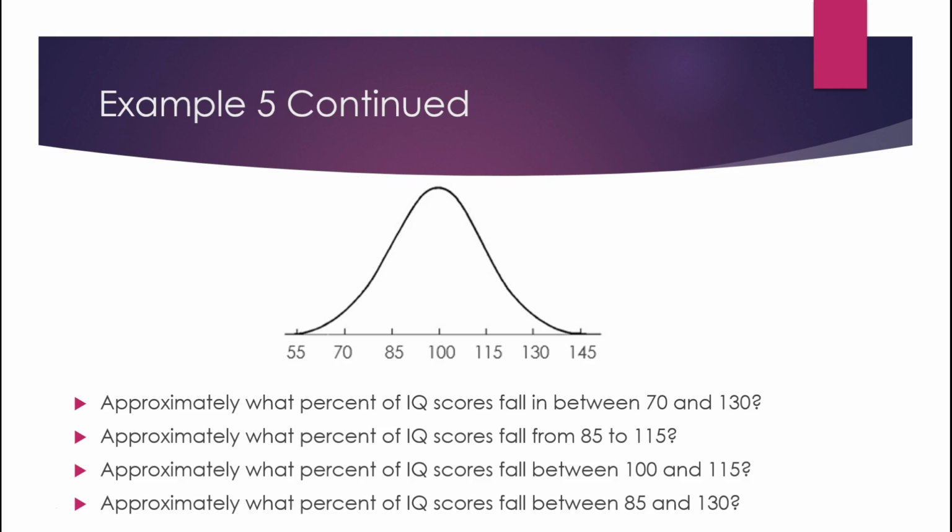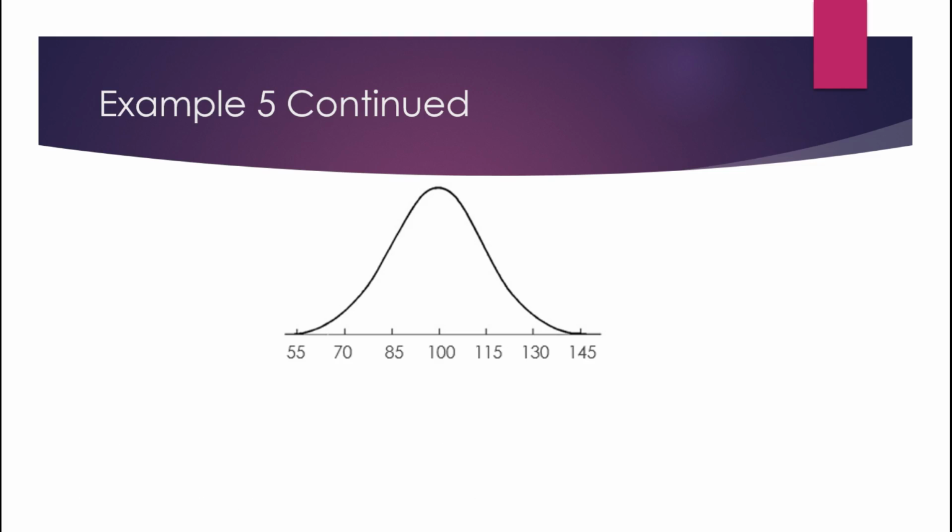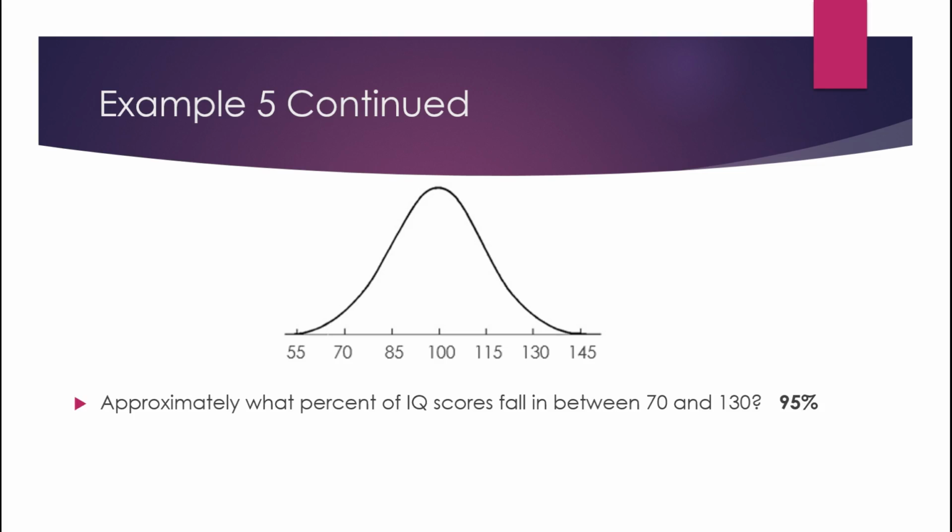The following slide has a few more questions for this example. I would pause the slide and use the empirical rule to answer these 4 bullets. So for the first bullet, what percent of the IQ scores fall between 70 and 130? So 70 is 2 standard deviations below the mean, and 130 is 2 standard deviations above the mean. So by the empirical rule, we're going to have about 95%. So basically what this is saying is that 95% of the entire population will have an IQ score between 70 and 130.